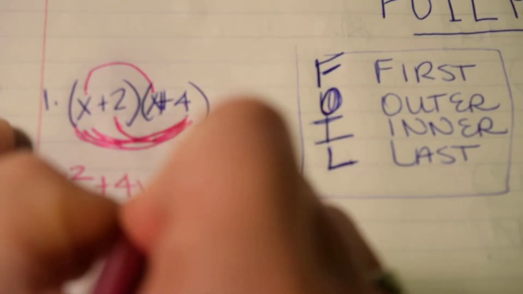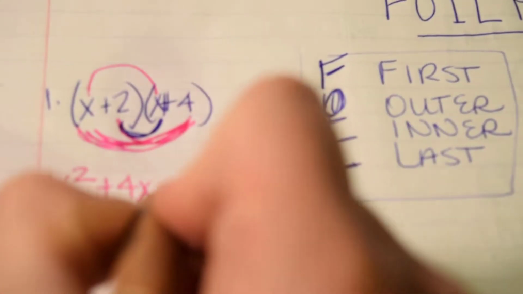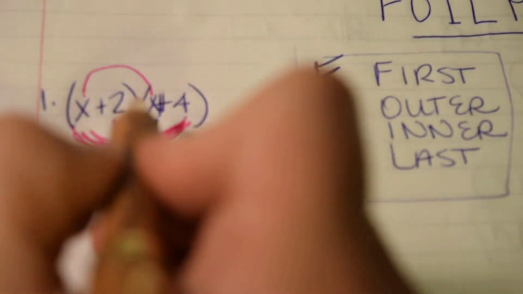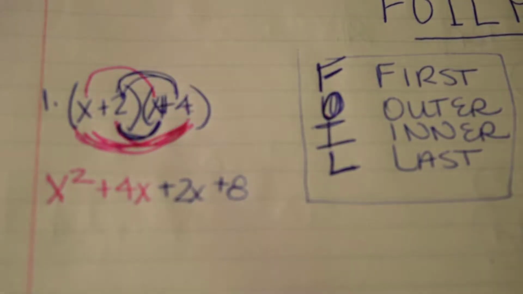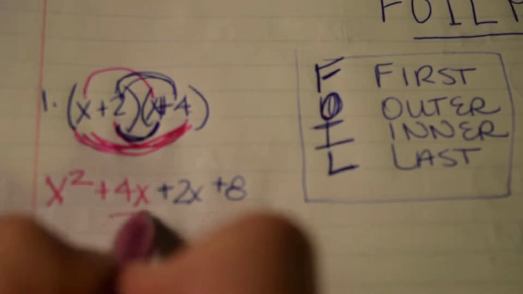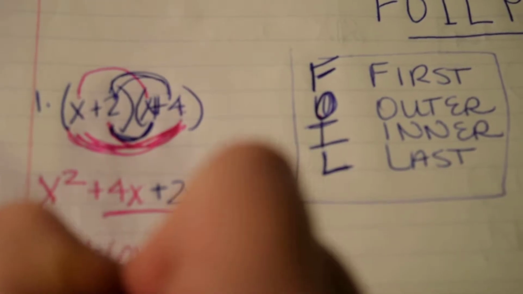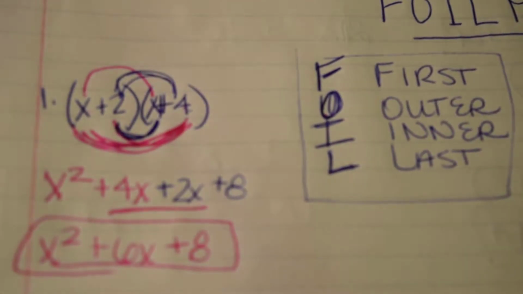X times 4 is 4x. Now you're going to do the inner, which is 2 times x, which is 2x. And then you're going to do the last terms. 2 times 4 is 8. Your last step is going to be combining like terms, which are 4x and 2x. And that is your answer, written in standard form.